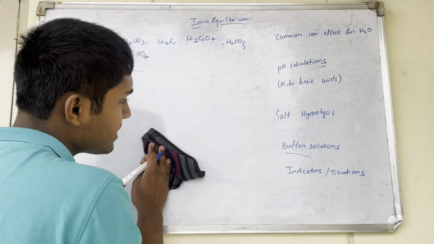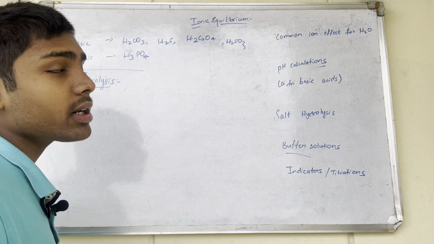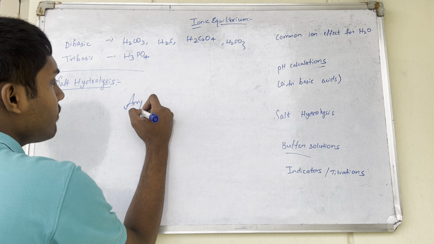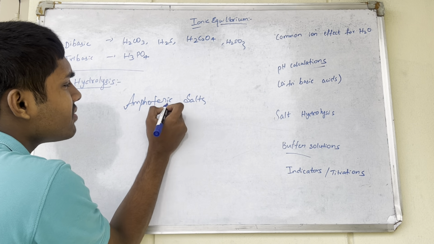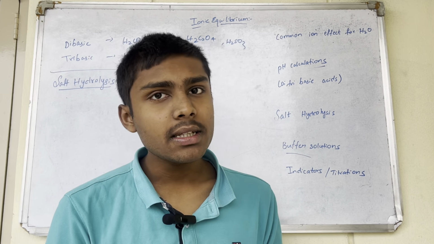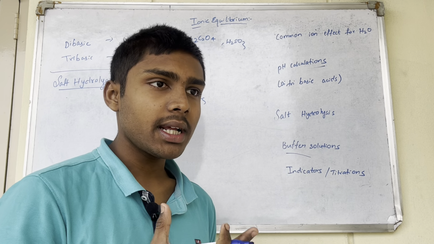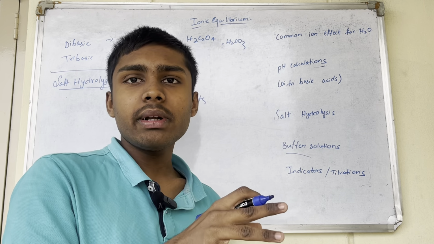We have seen 3 cases. Now the 4th case is with amphoteric salts. So if amphoteric salts are given, what is amphoteric basically? The salts which behave as an acid as well as a base. So if you put them in acidic medium, they behave as a base.